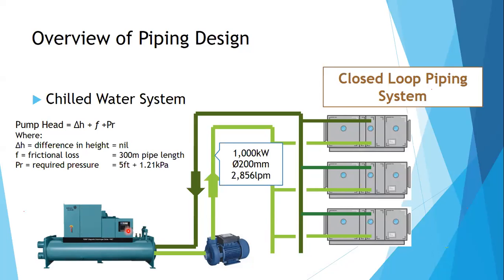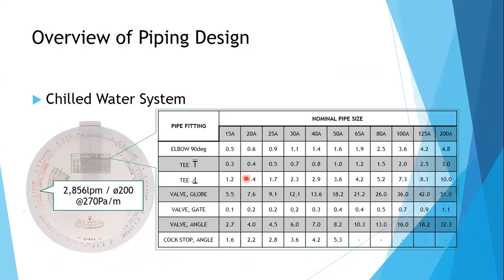We go to the previous example earlier. Let's say that this one is equivalent of 300-meter pipe. Again, at 1,000 kilowatt, you have 2,000 kilowatt, you have 200 mm pipe. At 200 mm pipe, you need 2,856 liters per minute. There, 200 millimeters of pipe, 2,856 liters per minute. You have an actual pressure drop of 270 Pascal per meter.